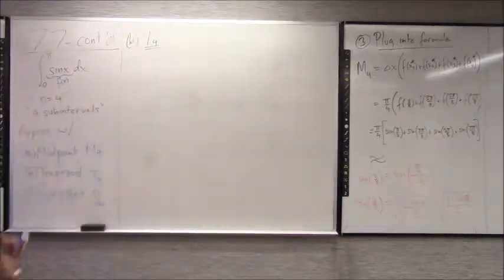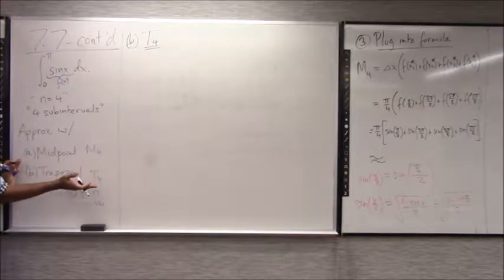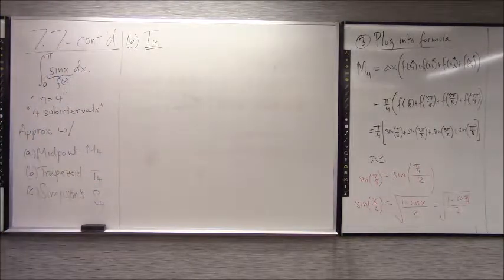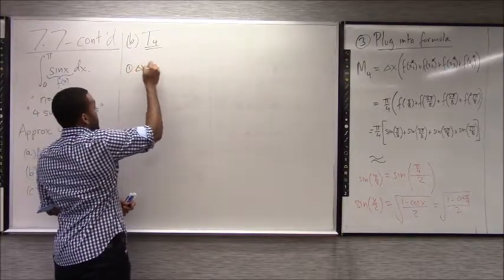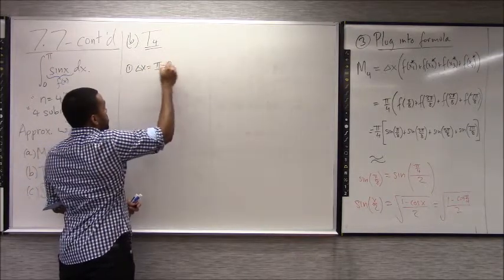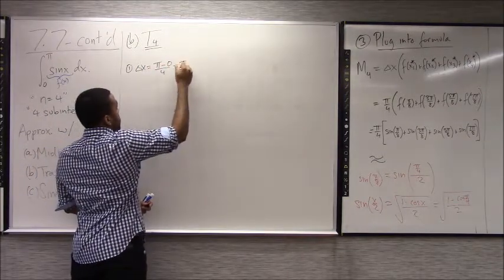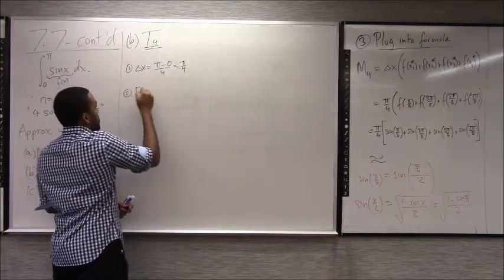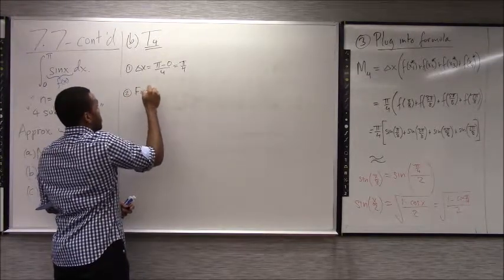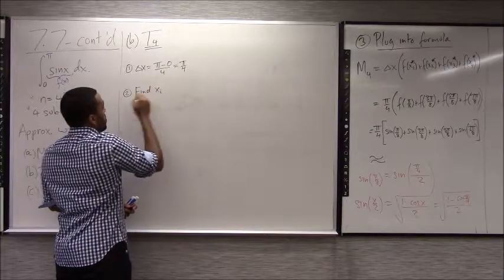So if you were given this problem and I said, give me the trapezoid rule approximation with 4 subintervals, you do the same thing. The first thing you do is you find delta x, which in this case is pi minus 0 over 4, which is pi over 4. The second thing you would do is find the xi's.